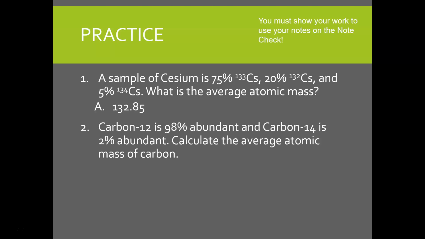Let's try another one. You're told that carbon-12 is 98% abundant and carbon-14 is 2% abundant. Calculate the average atomic mass of carbon. Pause this video and come back when you're done. You should have gotten that your mass of carbon is 12.04.